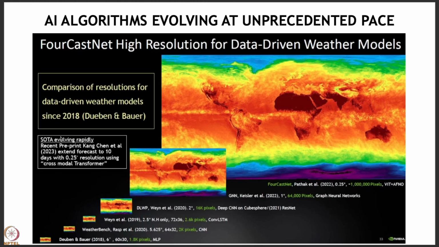For example, here is an example of data-driven weather models, and a comparison of the resolutions of these data-driven weather models since 2018 in a publication by Dubin and Boyer. So what essentially we are trying to say is that if you want to do a full weather model for the entire globe, it's much easier to do it with data-driven technologies using AI and ML from a computational perspective.